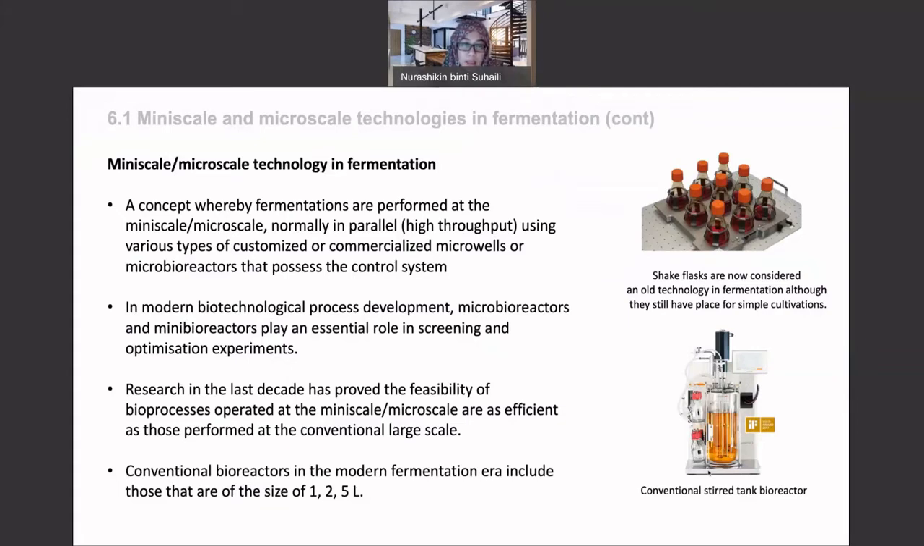So the miniscale and microscale bioreactors have been proven through research to carry out fermentation processes as efficiently as those performed at the conventional large scale. So this has strengthened the point why miniscale and microscale technologies are relevant in bioprocess and especially in fermentation.